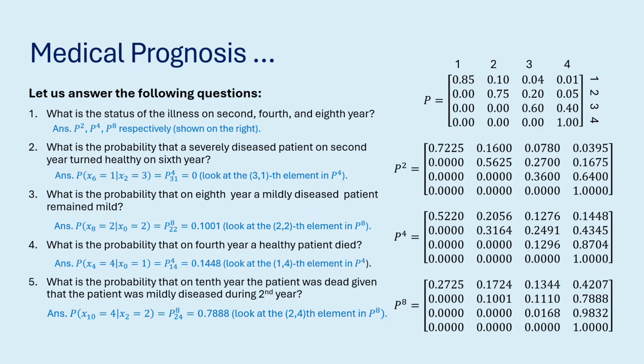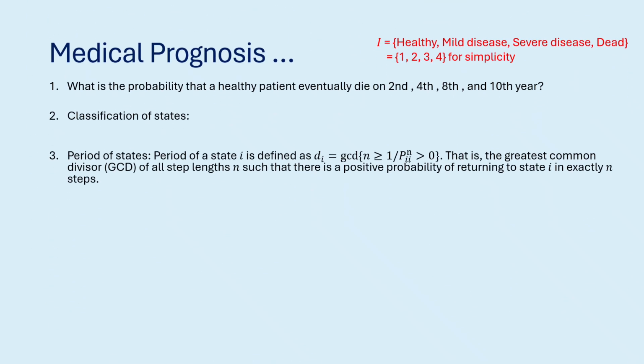So here are some of the questions. Let us answer them. What is the status of the illness in the second, fourth, and eighth year? It's very simple. Get the higher order matrices like P squared, P raised to 4, P raised to 8. The way you have interpreted the matrix P, you can interpret P squared and P raised to 4 the same way. If P is for the current year, then P squared becomes the second year, P raised to 4 the fourth year, P raised to 8 the eighth year, and so on. That's how you can do the interpretation.